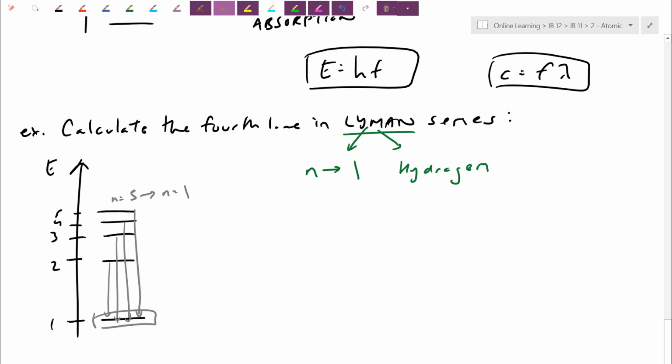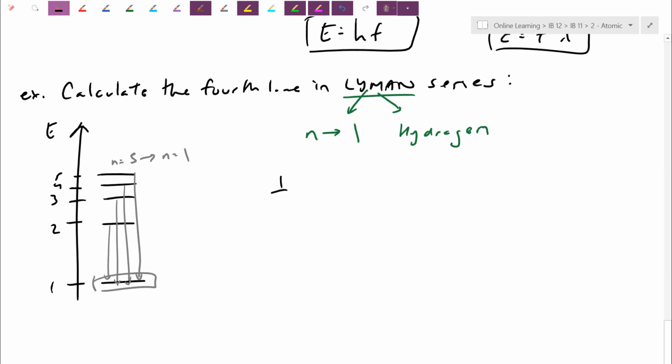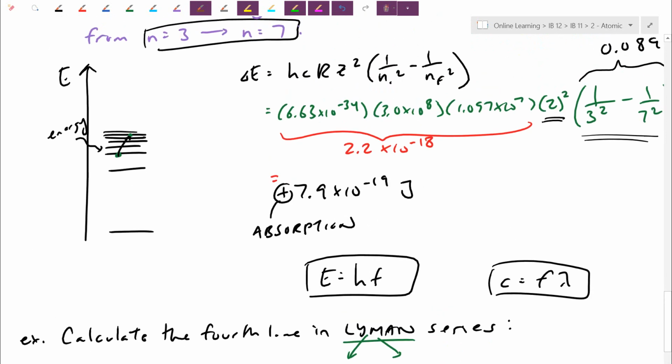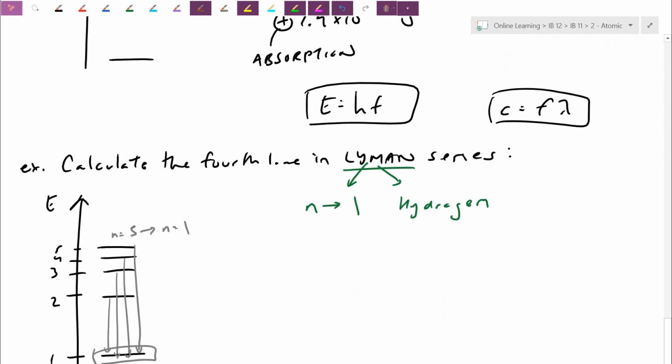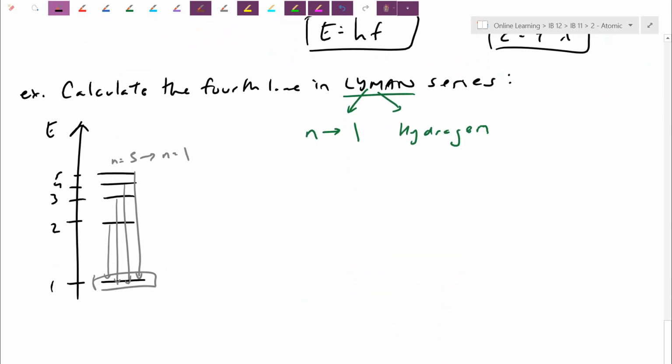So I could have worded that here: can you calculate the energy, the wavelength, the frequency for jumping from n equals 5 to n equals 1? We can start off just with our plain old Rydberg equation. We don't always need to go straight to this formula. Actually, I want to show you something with that, so let's do this. I want to calculate here. So delta E is equal to hcRZ squared times 1 over Ni squared minus 1 over Nf squared.